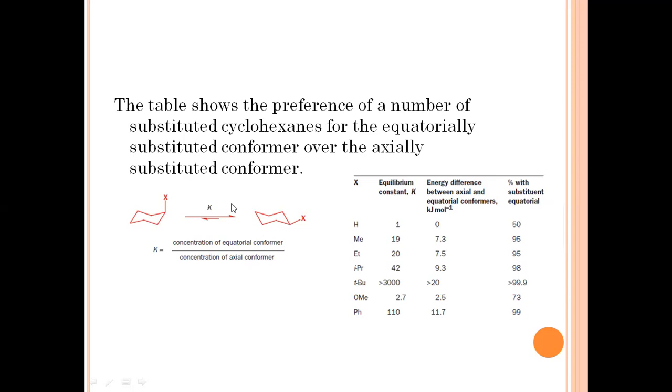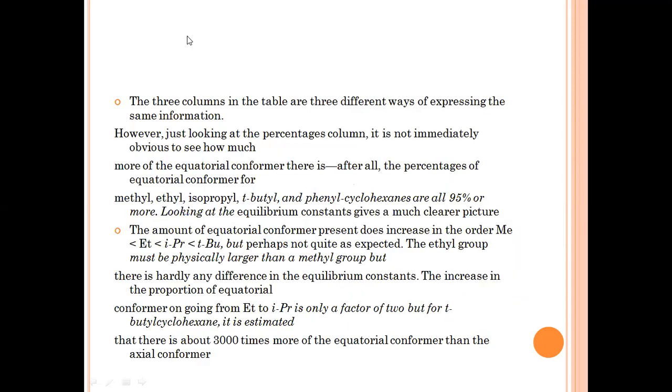So in this way, we can calculate the value of K, which is nothing but the ratio of the concentration of the equatorial conformer to the concentration of the axial conformer. If we substitute many different functional groups in a molecule and calculate the equilibrium constants in terms of percentage, hydrogen is going to have 50%, while methyl, ethyl, and propyl are going to have the majority, 95 to 99% of the substituent equatorial in the case of mono-substituted cyclohexanes.